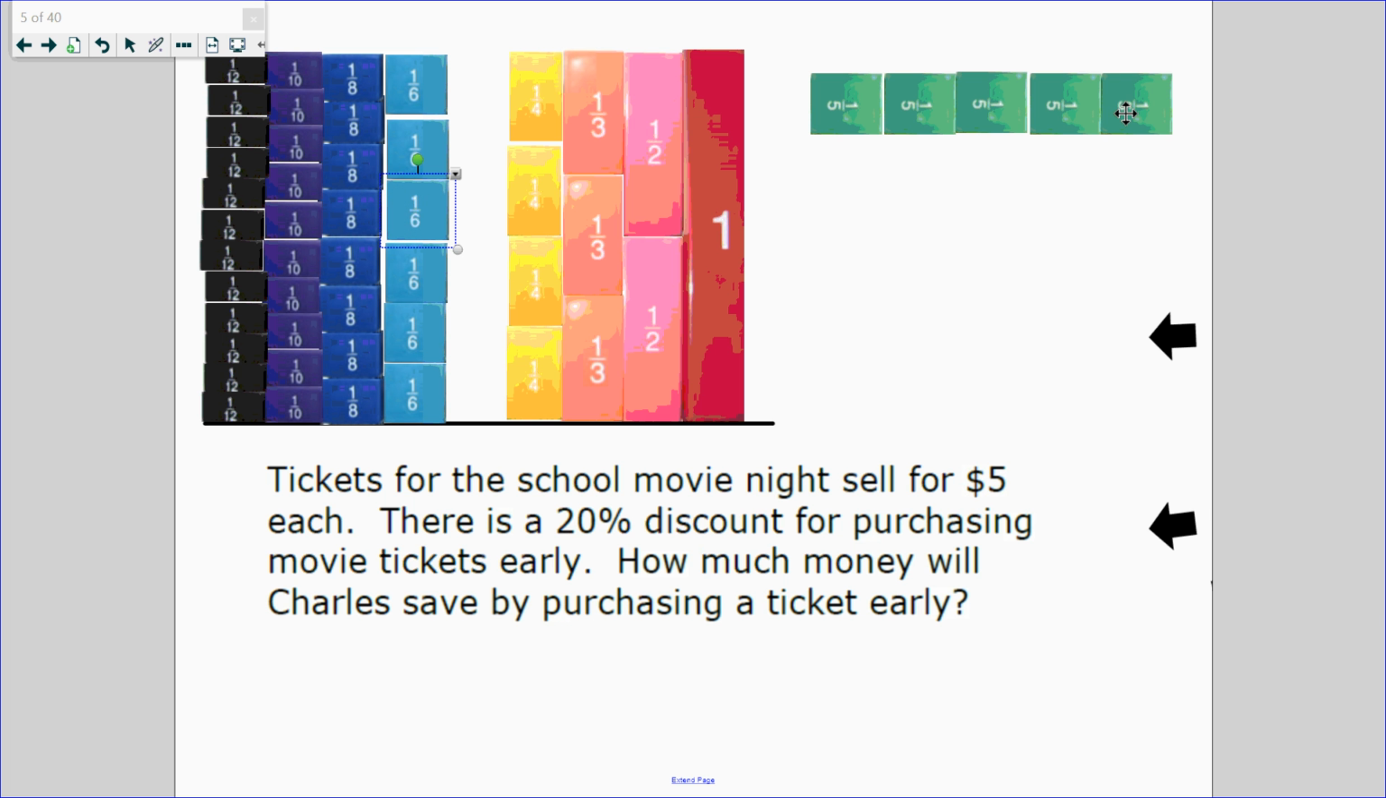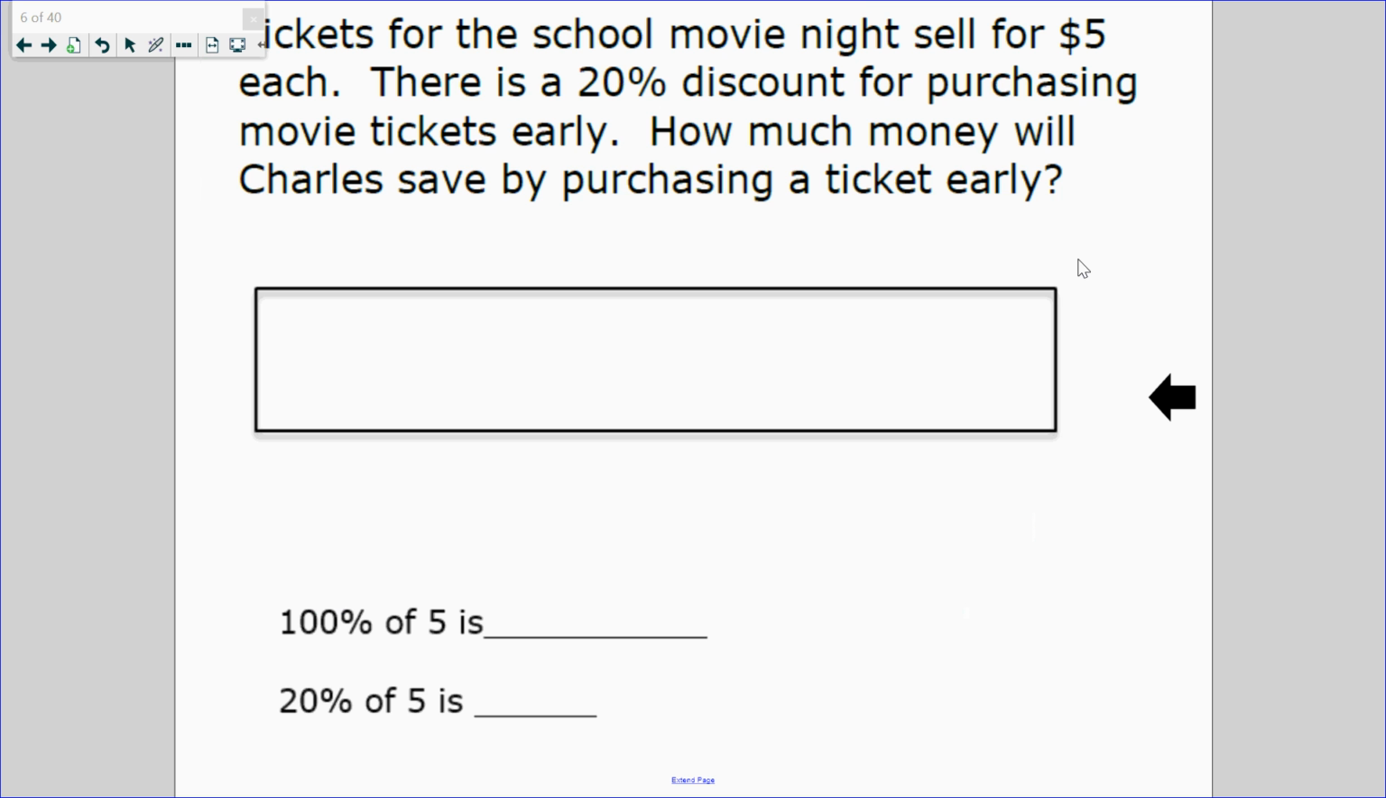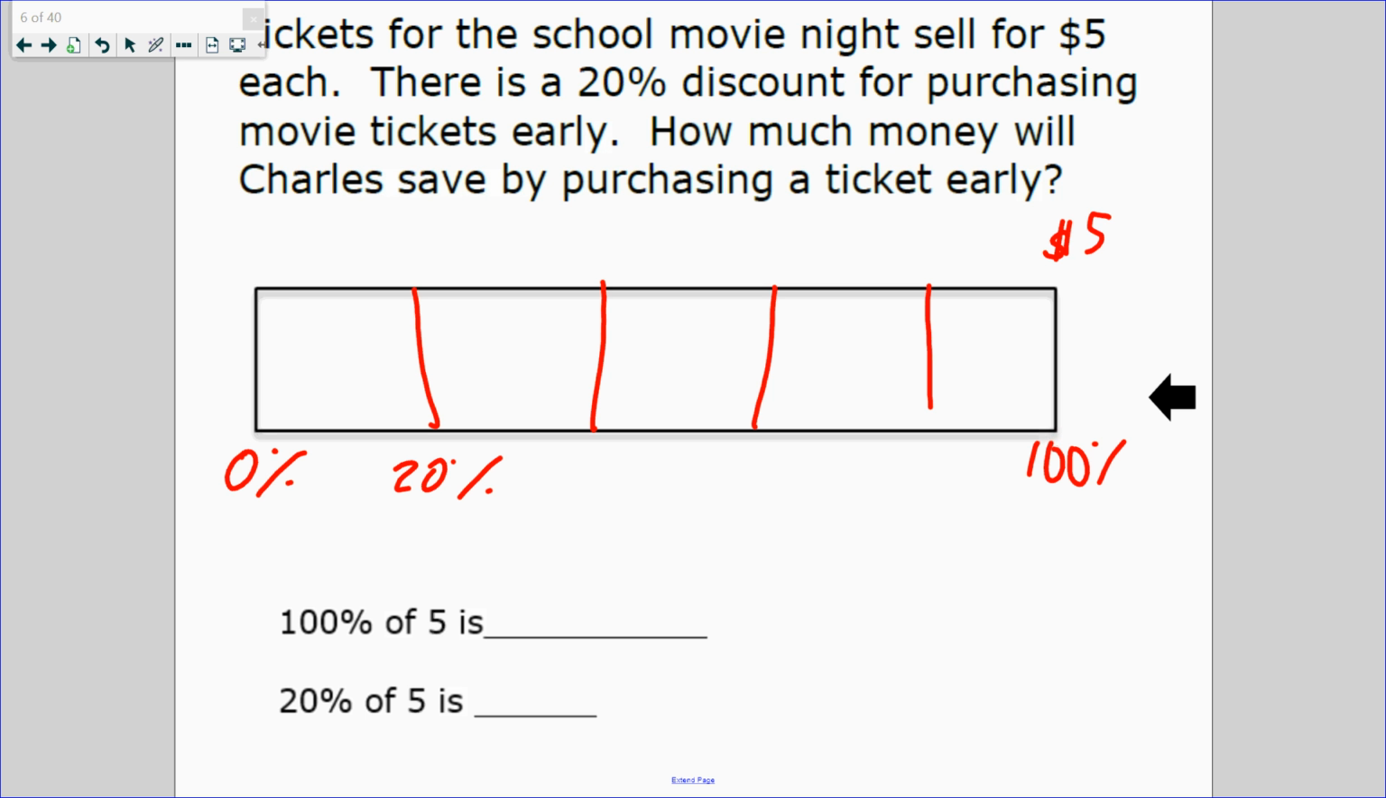So let's show that right now. So there are 5 groups. So let's divide this into 5 groups. So let's label this. This is 0%. This represents 100%. So if you pay for the whole ticket, all 100% of it, it will cost you $5. So 20% goes right here. Each 20% represents what dollar amount?